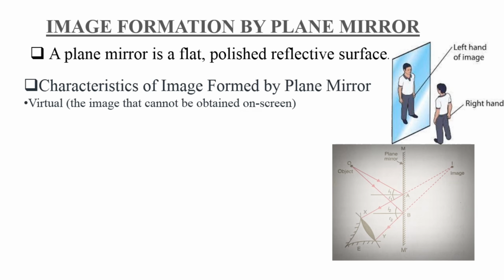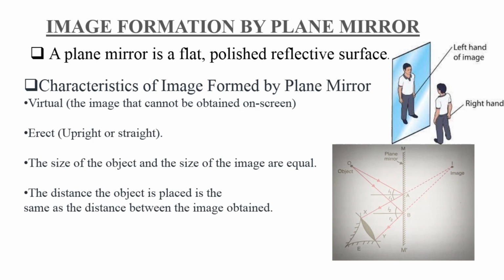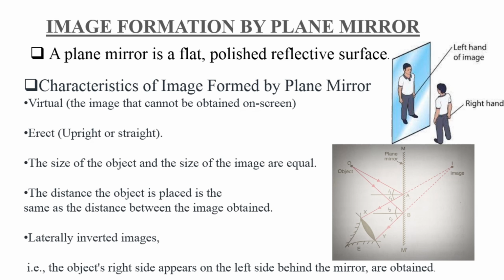So the image formed by the plane mirror has many properties. It's virtual, meaning it cannot be captured on a screen, and it is erect, that means it appears upright, that is a straight image. The size of the image is the same as that of the object. So the image is straight, and also the size will be the same as that of the object. The distance of the object from the mirror is equal to the distance of the image behind the mirror.